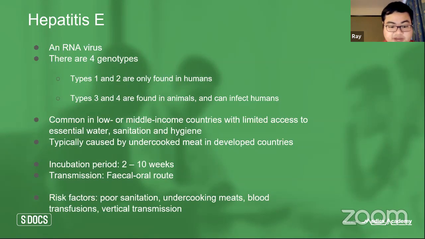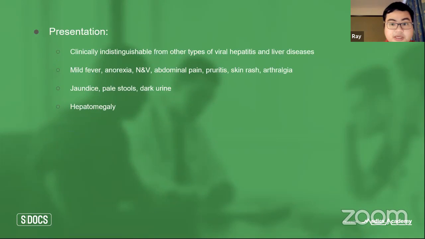And then risk factors of hepatitis E include poor sanitation, undercooking meats, blood transfusion, and vertical transmission, okay? So be sure to cook your meat thoroughly, all right? In terms of presentation, just like hepatitis D, hepatitis E is clinically indistinguishable from other types of viral hepatitis and liver diseases. You would have these sort of symptoms, but they are really non-specific symptoms, and you would have these symptoms and signs for other liver diseases as well.